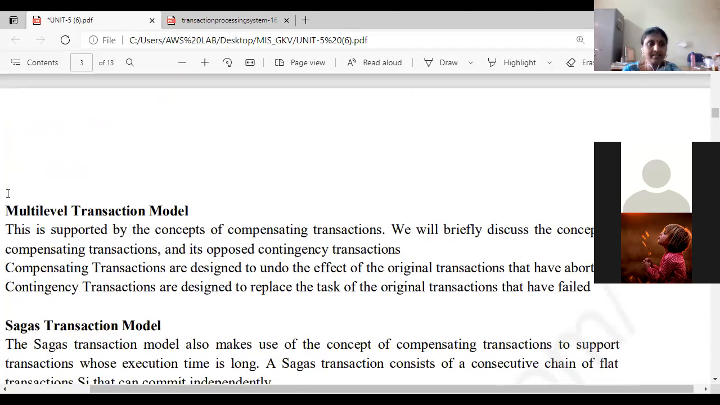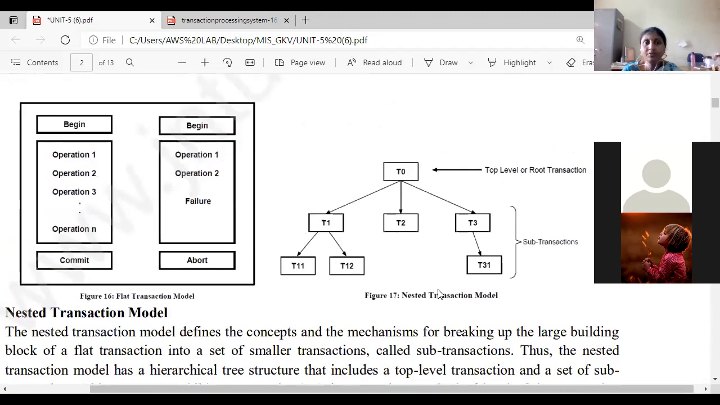Okay. Next, the third one is the multi-level transaction. Have you noted the diagram for this? This is the flat transaction model representation, and this is the nested transaction model representation. If you are able to remember these diagrams, you can easily write the content.